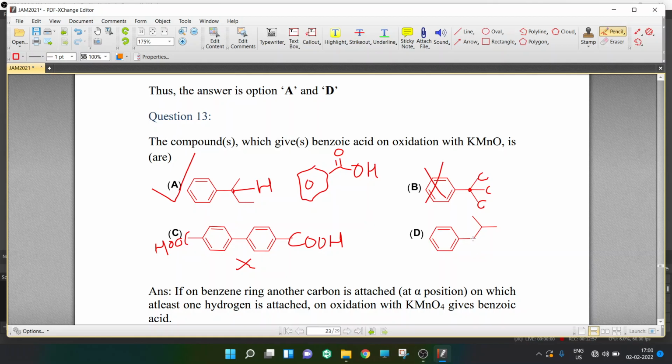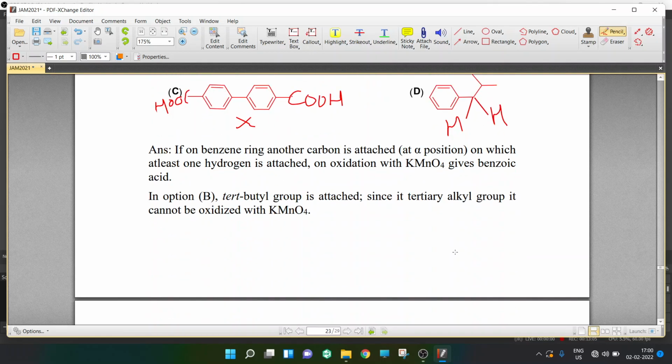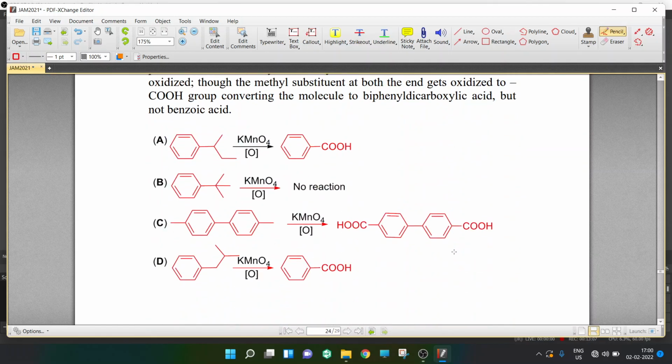You see here on this carbon, it has only 2 bonds, so it has 2 hydrogens on it. So when you oxidize this with KMnO4, it forms benzoic acid, right? So these are the things which I have shown. So this and this are the right choices.